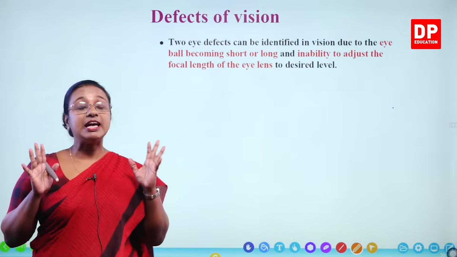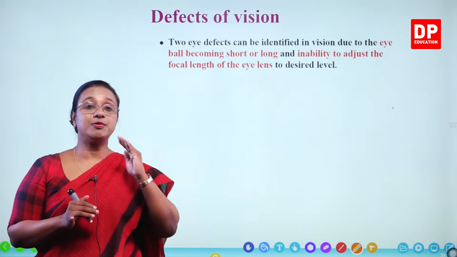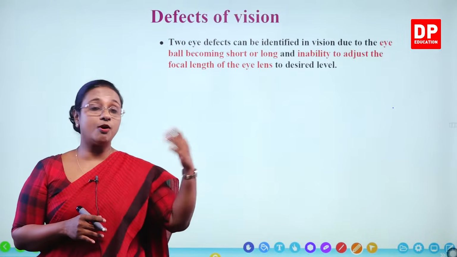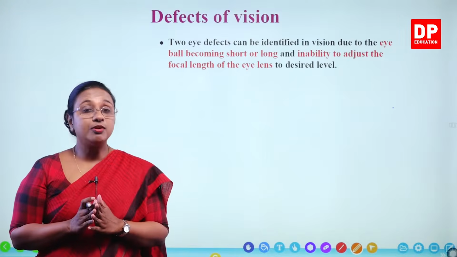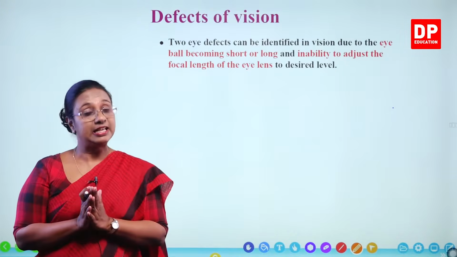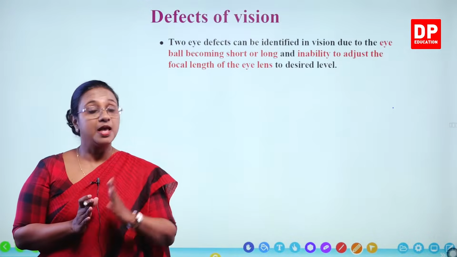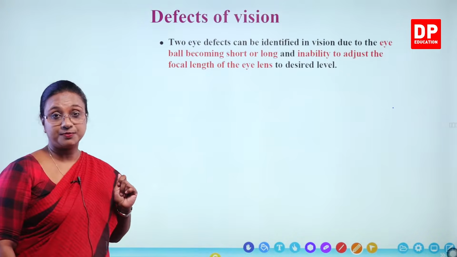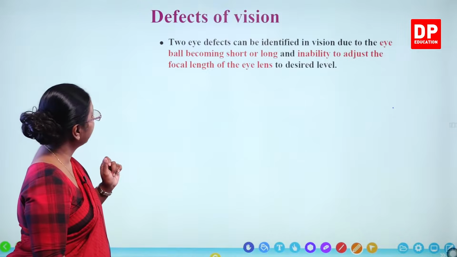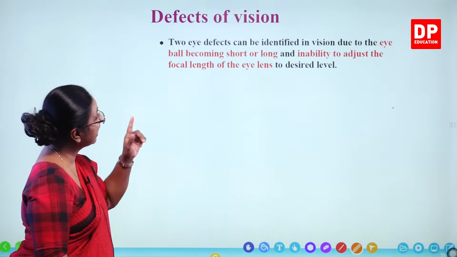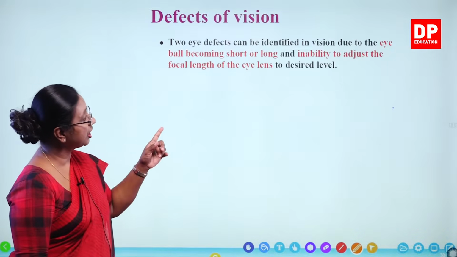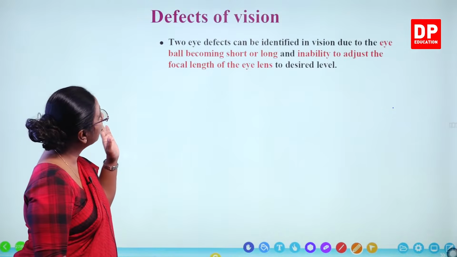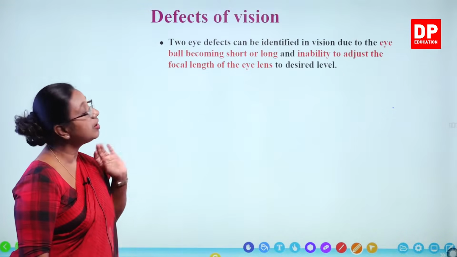So if you have healthy eyes, then no problem. You can look at things that are close by or far away. You can look at all the objects clearly without any problem. But there can be defects of vision. So the first two eye defects can be identified in vision due to the eyeball becoming short or long.